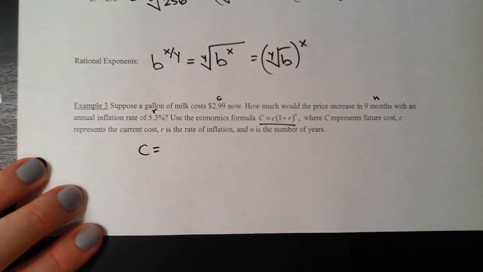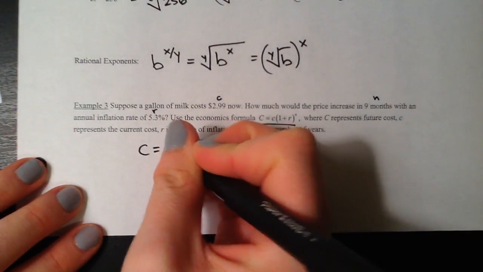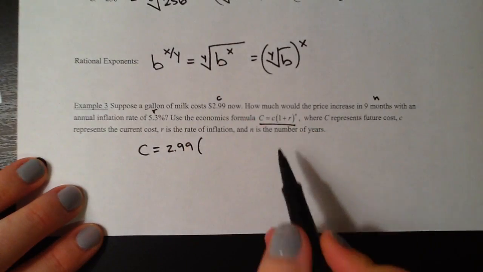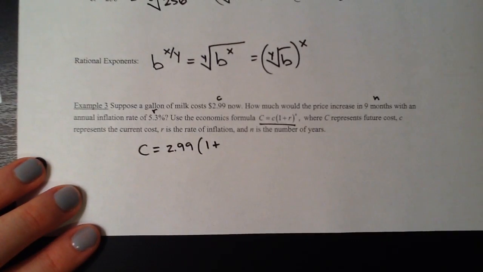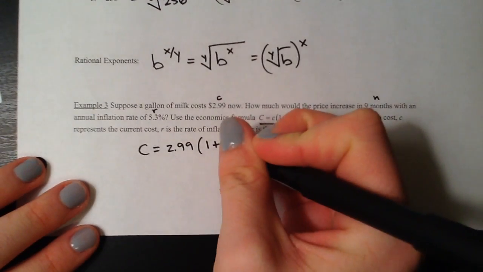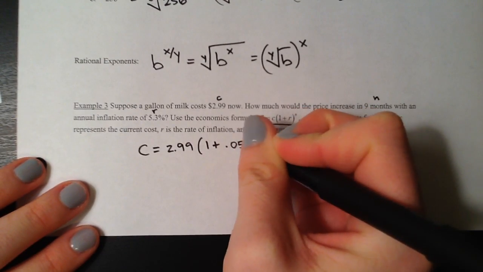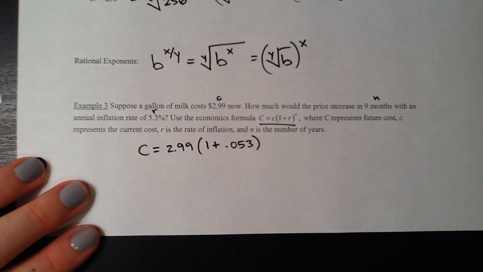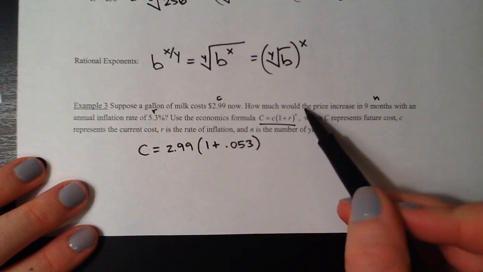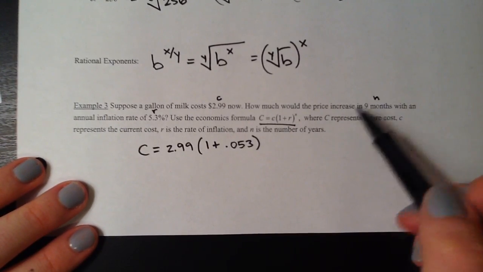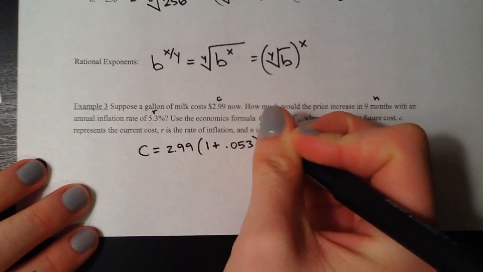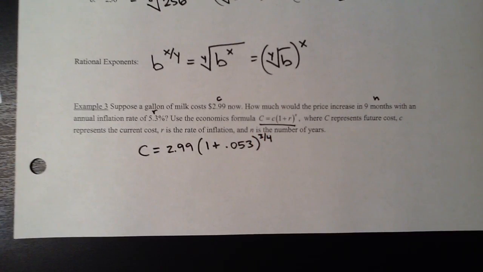So C equals, little c is $2.99, and then in parentheses we have 1 plus R. So we don't write 5.3 because that's a percentage. Do you guys remember, hopefully, converting percentages into decimals? So it's actually 0.053. That's how you write 5.3% as a decimal. And then you raise it to the n power. N is supposed to be the number of years. 9 months is 3/4 of a year. So we're going to plug that in right there. Okay, so we've got that all set up.